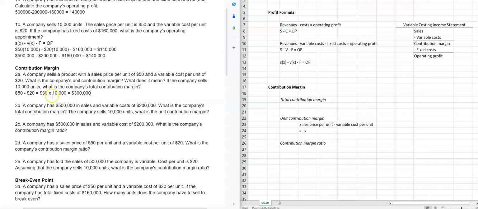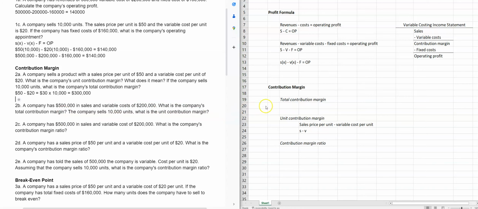If you have the unit, the per unit amount, and the number of units, you can simply multiply to find your total. Okay. Let's keep going here with 2B. A company has 500,000 in sales and 200,000 in variable costs. What is the company's total contribution margin?